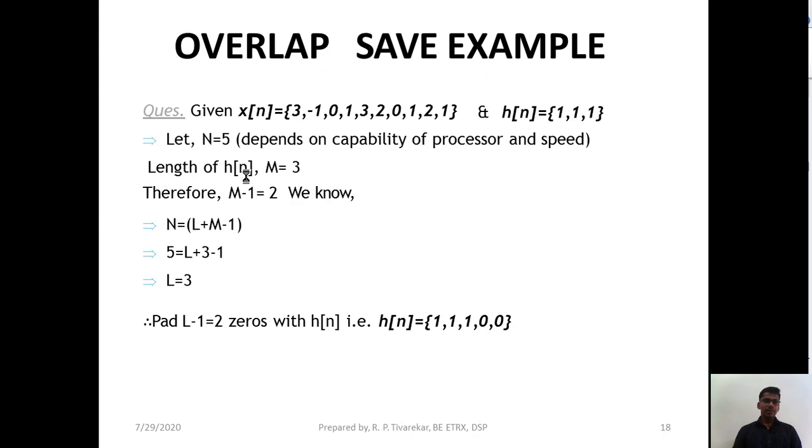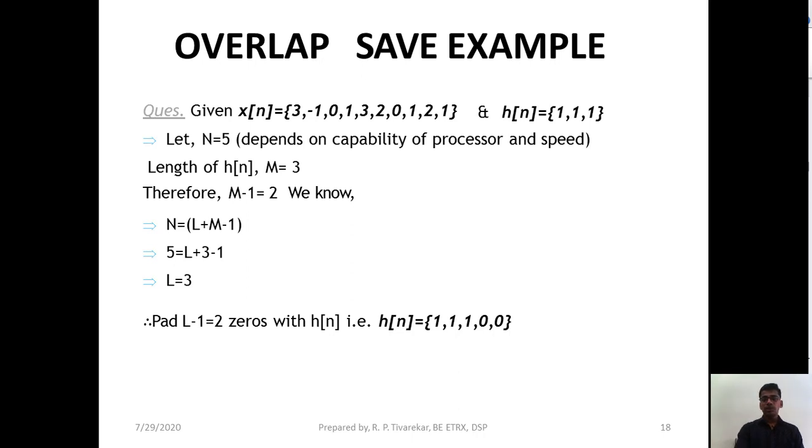As an example, we'll look at this sequence x of n with 10 samples and h of n with 3 samples. Now, by logic, the linear convolution of these two sequences should result in 10 plus 3 minus 1, that is 12 samples. Capability of processor and speed will decide the DFT size. Let capital N, that is DFT size, be specified for this particular example and it is equal to 5.